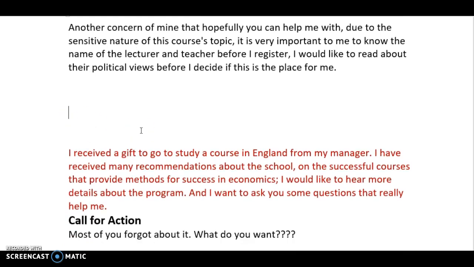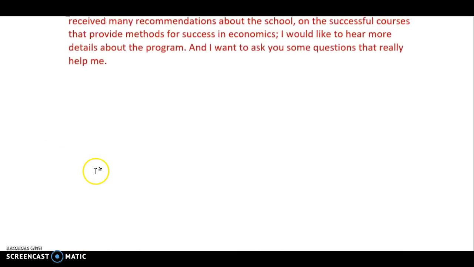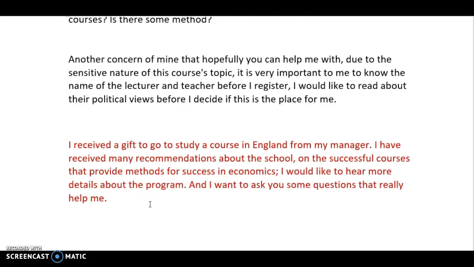Now, if we want a short and sweet kind of middle: I received a gift to go and study in England from my manager. I've received many recommendations from the school on successful courses that provide methods, and I would like to hear more details about the program. And this is it. We don't even need this. And here, details about the program, and then what can we do? Such as costs and options for accommodations.